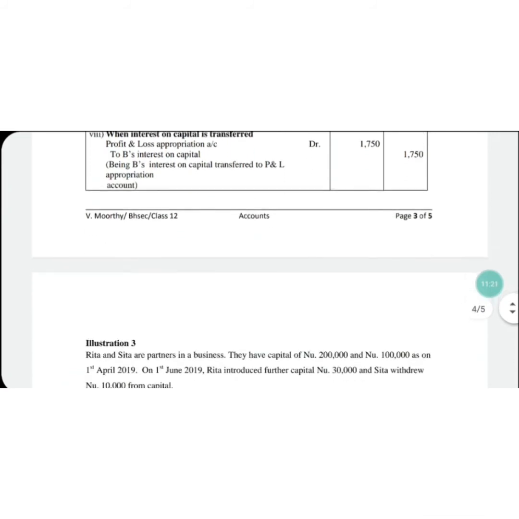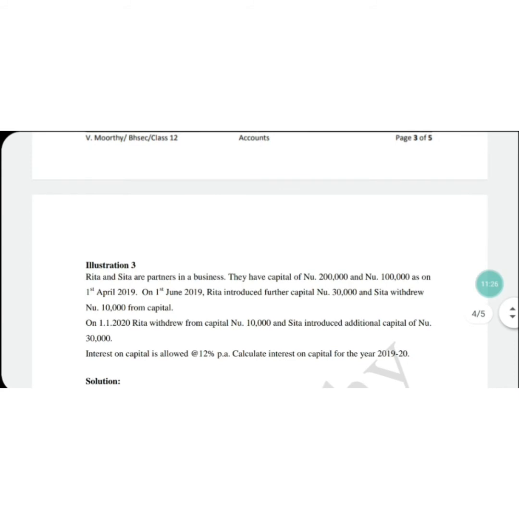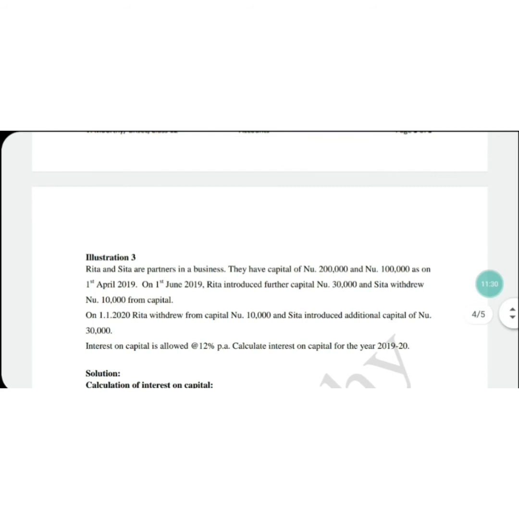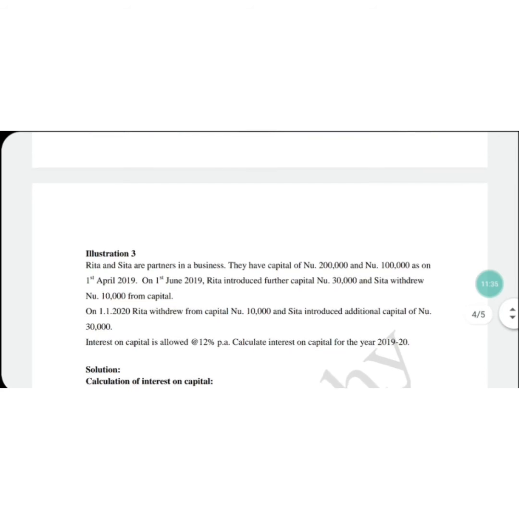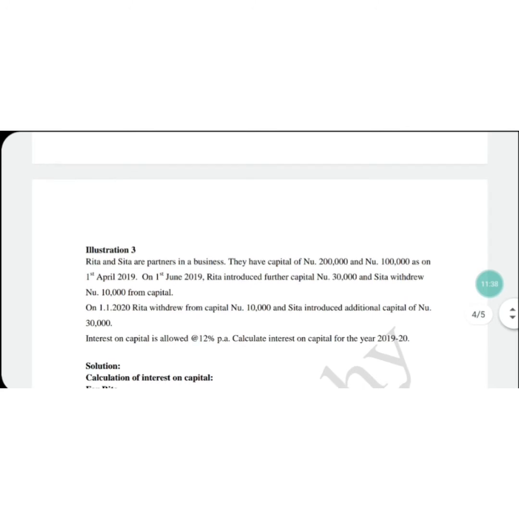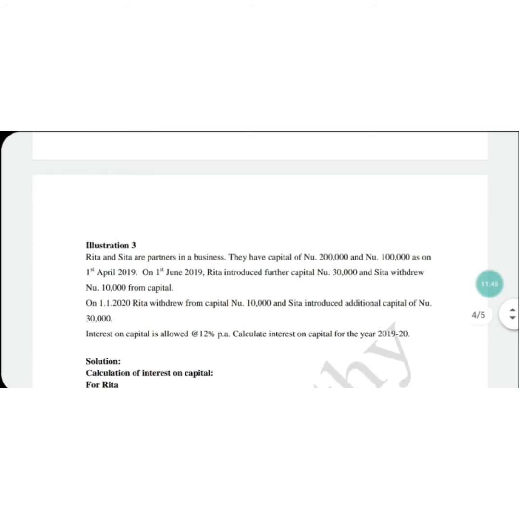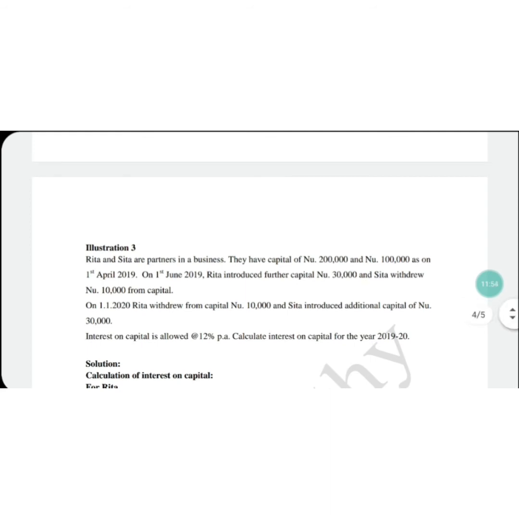Next one, illustration number 3. Rita and Sita are partners in a business. They have capital of 200,000 and 100,000 as on 1st April 2019. On 1st June 2019, Rita introduced further capital of 30,000 and Sita withdrew 10,000 from the capital. On 1/1/2020, Rita withdrew 10,000 from capital and Sita introduced additional capital of 30,000. Interest on capital is allowed at the rate of 12% per annum.